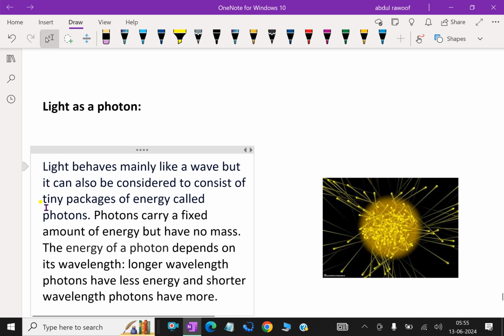The other difference is that all electromagnetic waves move at the same speed in empty space, the speed of light, nearly 3 × 10^8 meters per second.